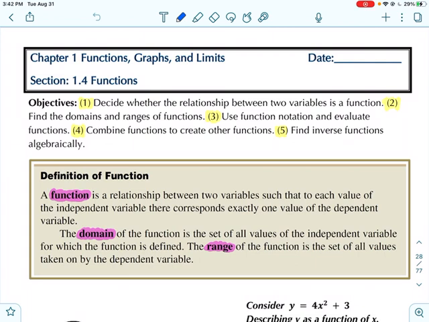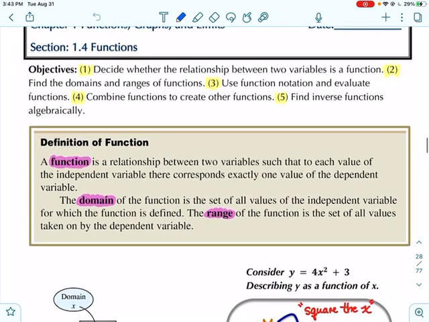It's Chapter 1, Functions, Graphs, and Limits, and today we're working on Section 1.4, Functions. We want to decide whether the relationship between two variables is a function. We want to find the domain and range of functions, and use functional notation and evaluate functions. Then we want to combine functions to create other functions, and find inverse functions algebraically. It's a lot, so I'm going to try to do 2 videos for this.